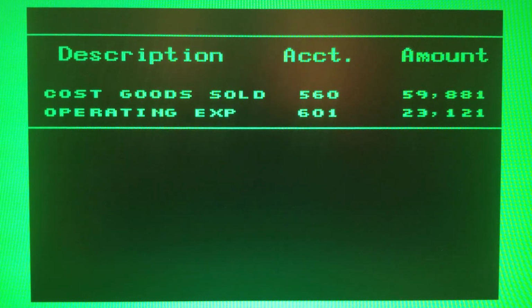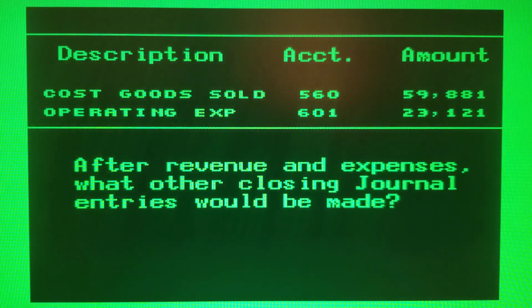After revenues, entries for expenses, usually from the expense and revenue summary, are entered into the journal. When entered in limited detail, the cost of goods sold will usually show the largest amount. After revenues and expenses, what closing journal entries would be made?